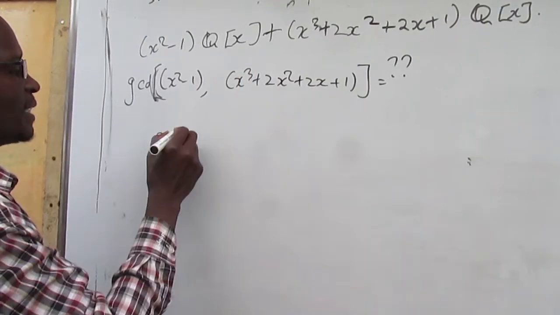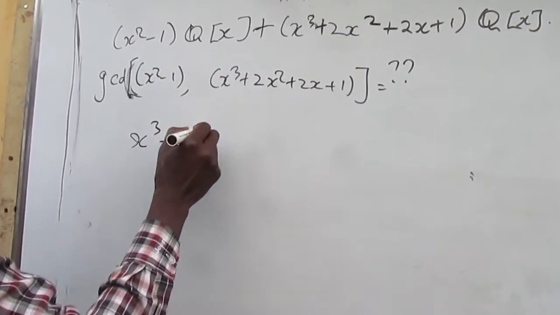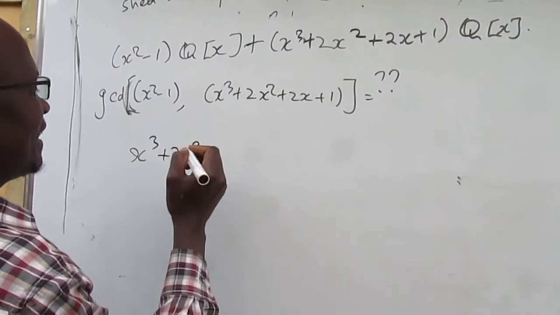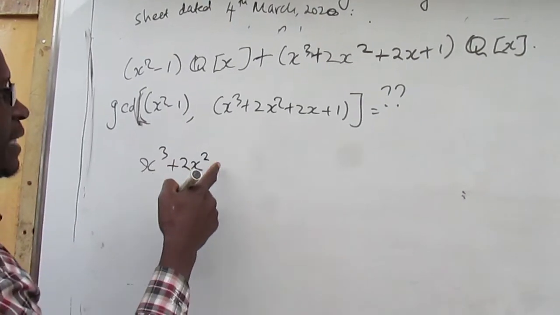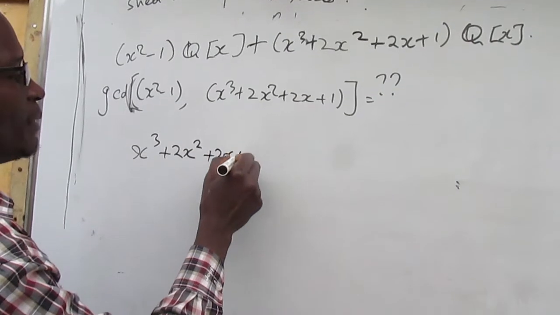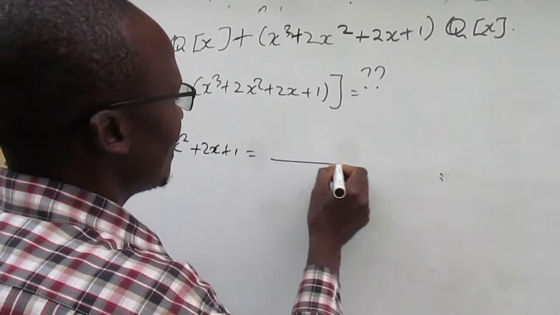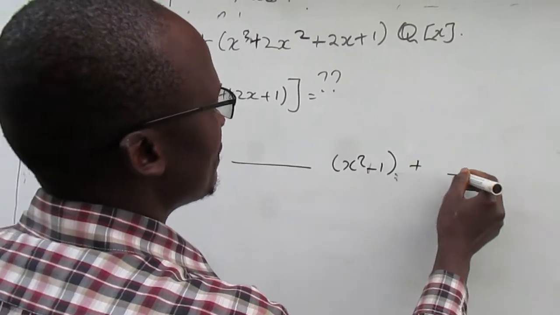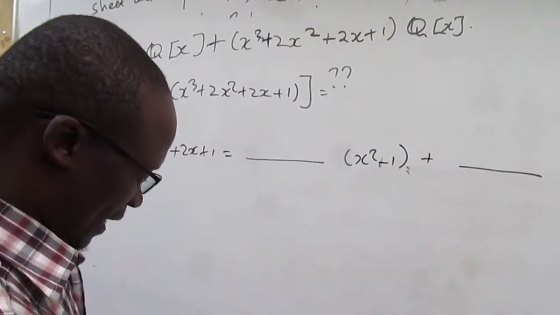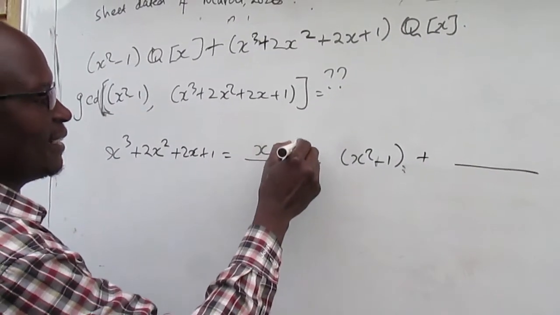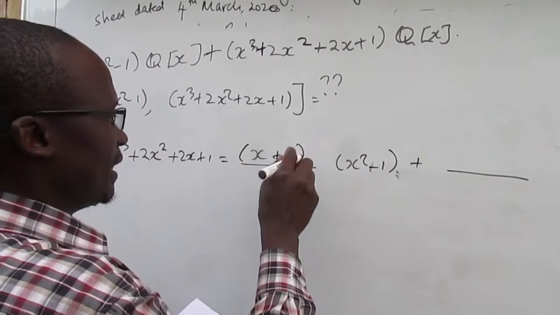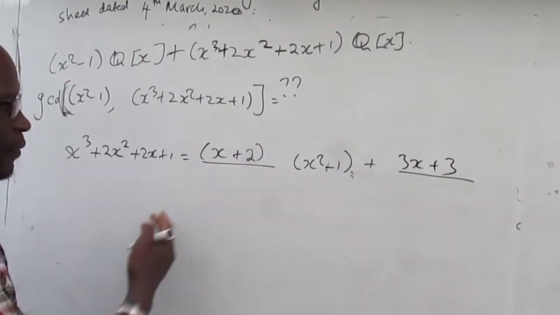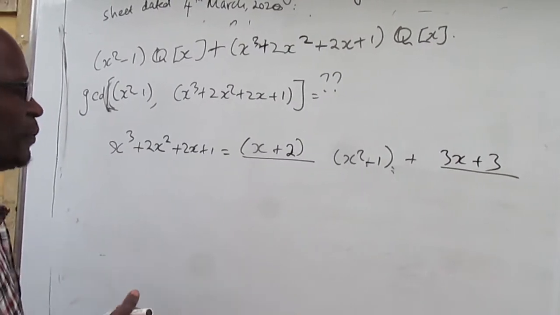So we'll first of all start by expressing x cubed plus 2x squared plus 2x plus 1. We start with the polynomial with the greater integer valued function, in this case the higher degree. And then you express it as some quotient times x squared minus 1 plus some remainder. If you work this out, you will get that the quotient is x plus 2, and the remainder is 3x plus 3. Of course, you get this by doing the usual long division with polynomials.